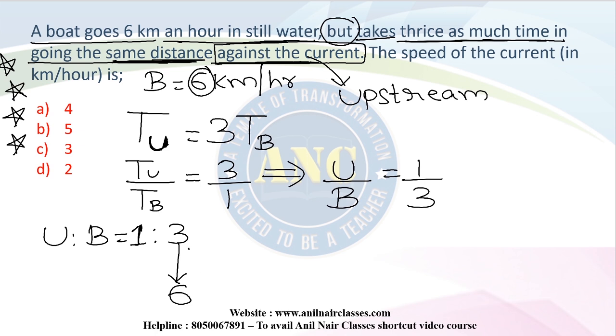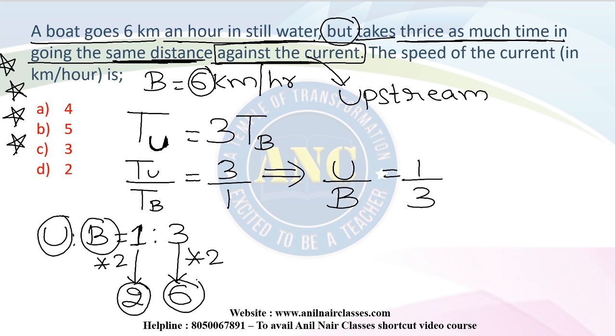So 3 should become 6. Multiply by 2. 1 also multiply by 2. 1 into 2 is 2. Upstream speed is 2. Speed of boat in still water is 6. They are asking you to find the speed of current.